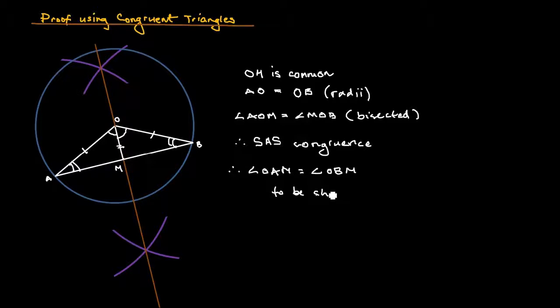So if we were asked to show or to prove that the base angles of an isosceles triangle must be equal, then these are the steps that we use to prove that theorem must be correct.